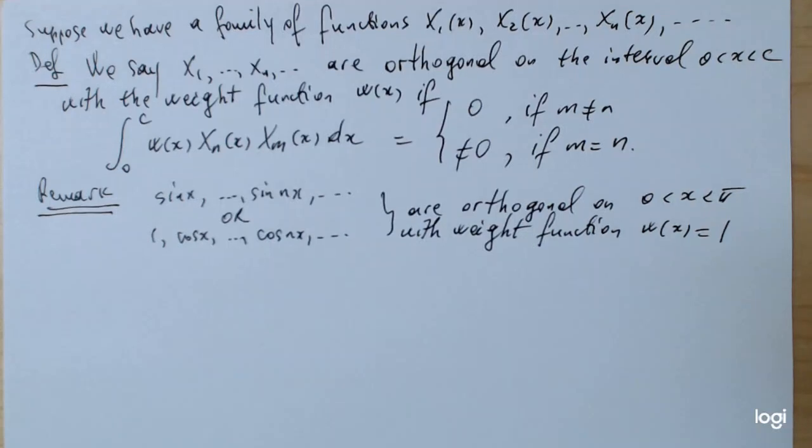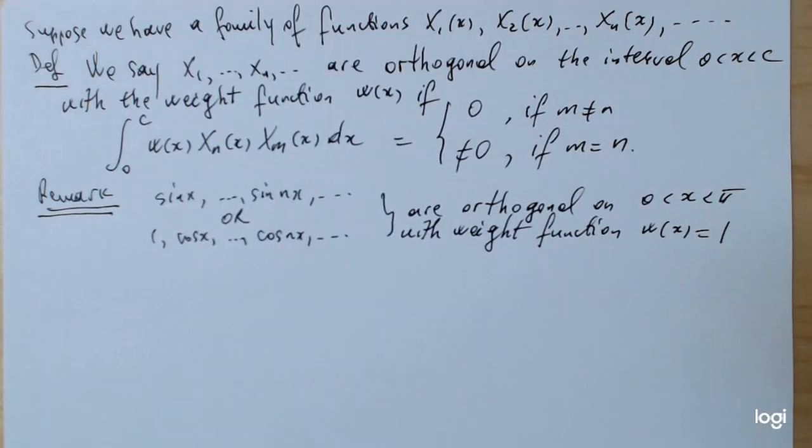This extra weight function simply expands the applicability of this method because, as I said, some functions, and this is the case of Bessel functions, as you'll see later, are not orthogonal by themselves, but they are orthogonal with the aid of another weight function. It's w of x equals x, actually, in the case of Bessel functions, but we'll talk about that when the time comes.